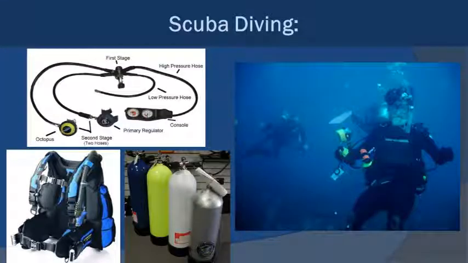Scuba diving basically relies on a tank which contains compressed air. Through a series of regulators, the air is brought to the ambient pressure so that you can breathe it at depth. Scuba divers also wear a BCD, or a buoyancy compensation device. It's kind of like a vest that's connected to the air tank. You can increase or decrease the air in the vest, and thus allowing you to reach neutral buoyancy wherever you're at. A series of gauges helps you identify how much air you have left and the depth that you're at.